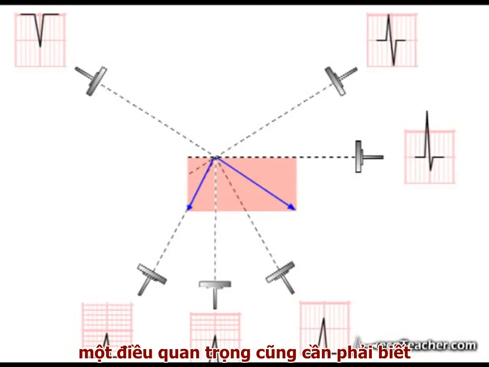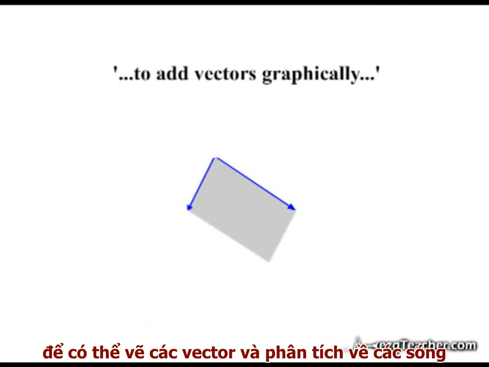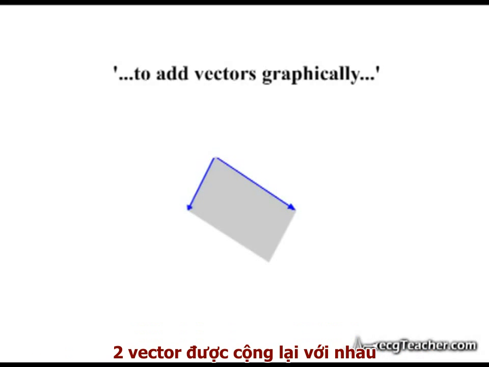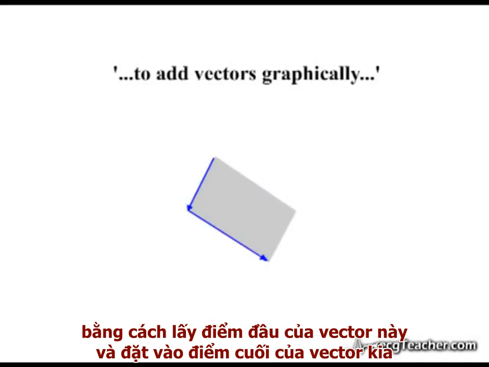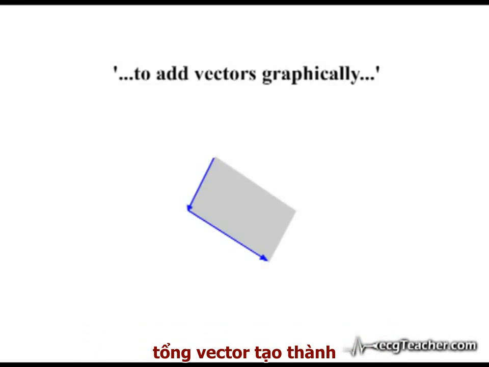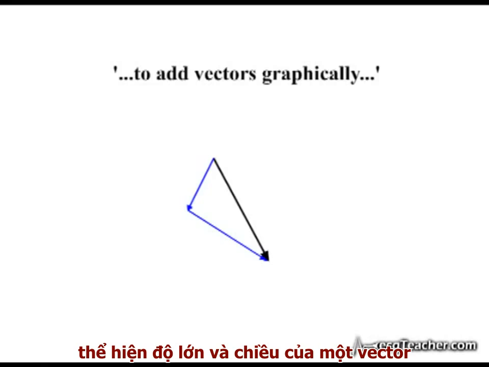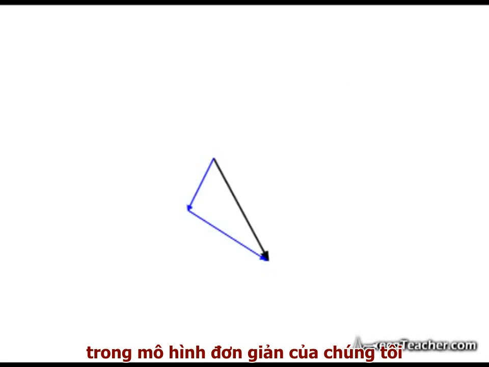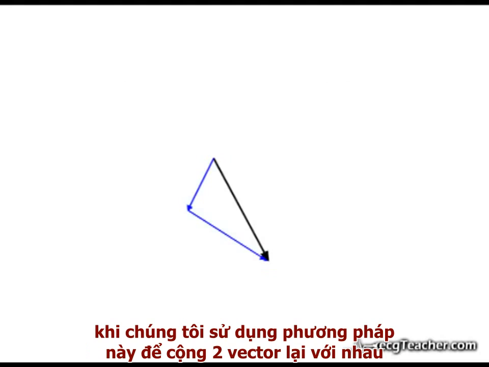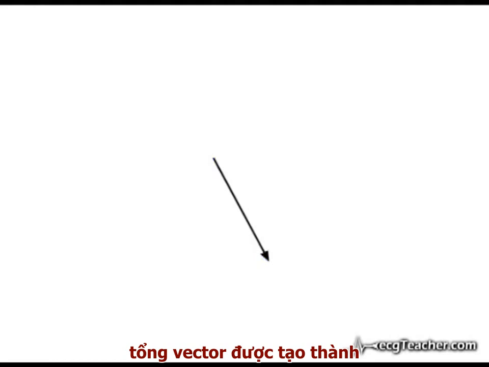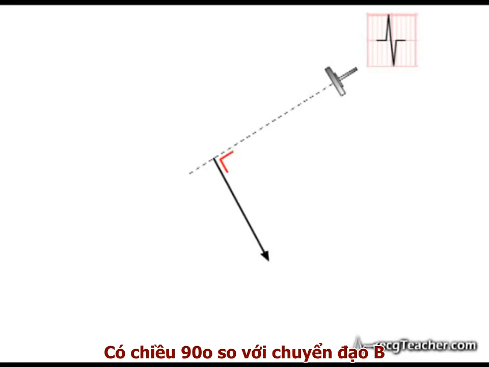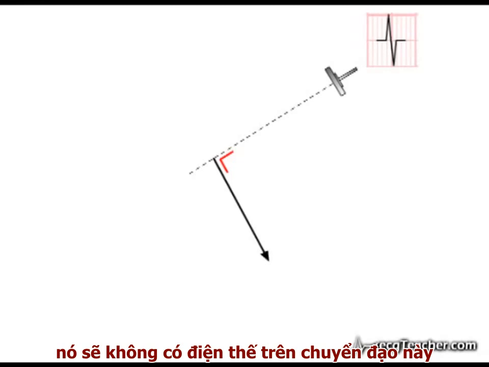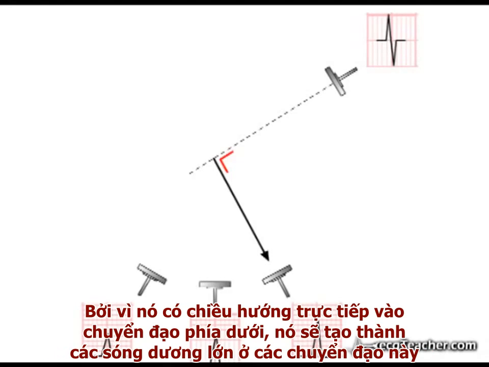It is also very useful to note that we can use the parallelogram rule to add vectors graphically. Two vectors may be added together by placing the initial point of one at the terminal point of the other. The total vector generated by their addition, shown here in black, is represented in magnitude and direction by a vector drawn from the free initial point to the free terminal point. In our simple model, when we use this technique to add the two vectors together, we note that the total vector generated is traveling at 90 degrees relative to the isoelectric lead, and therefore has no magnitude in its direction, while it is traveling well within 90 degrees of the strongly positive leads.